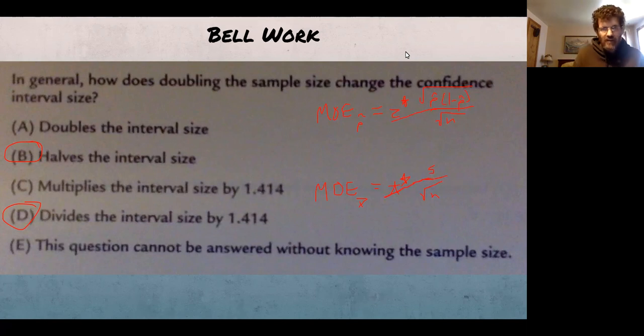So now I can think about this. If I double the sample size, I'm going from n to 2 times n. Now I can separate this as well into square root of 2 times the square root of n for both of these. So it doesn't matter what we're dealing with, if it's means or proportions, we're going to be dividing by the square root of 2. So the correct answer here is dividing by 1.414.